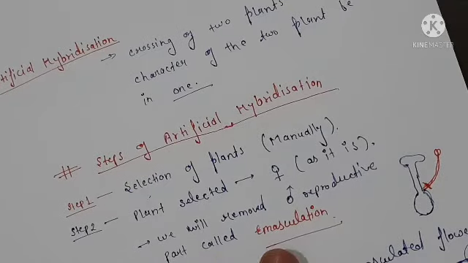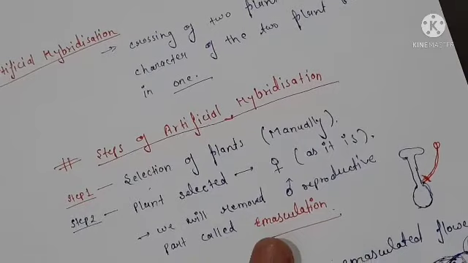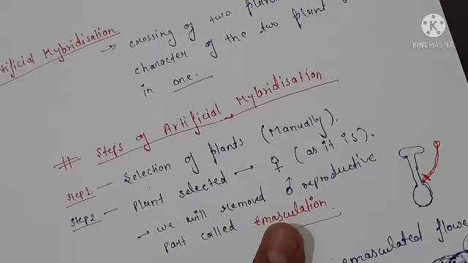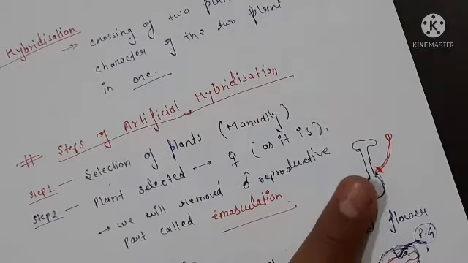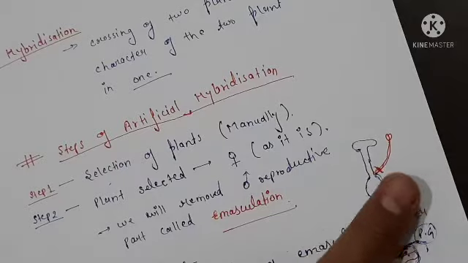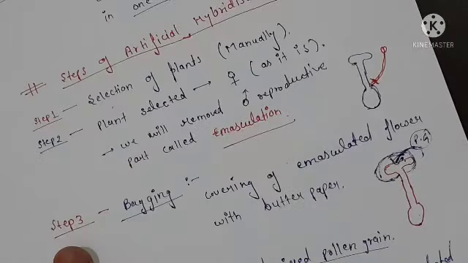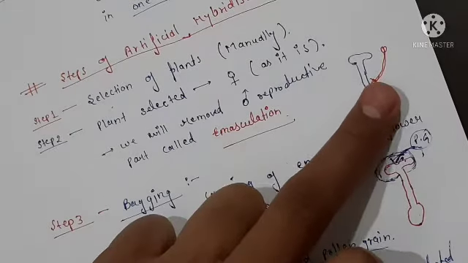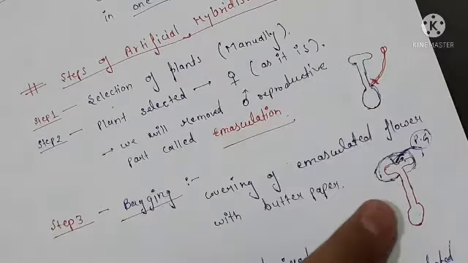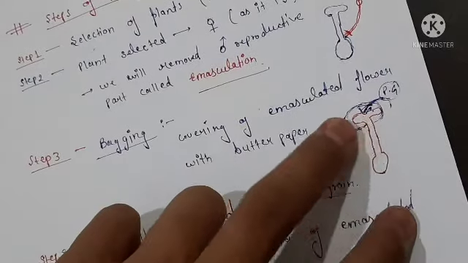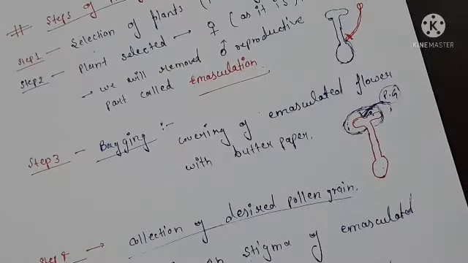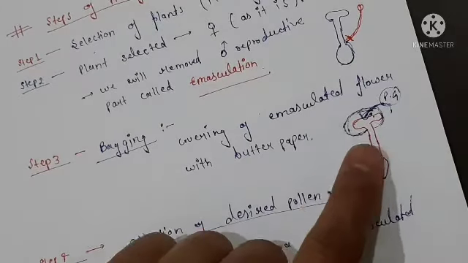That process is called emasculation. I think it is clear: the process in which we remove the male reproductive part or anther is called emasculation. Here you see the diagram. In this process we cut the anther. Now in step third, what will we do? We will do the bagging. What is bagging? After the anther is cut, we bag the stigma with the help of butter paper.